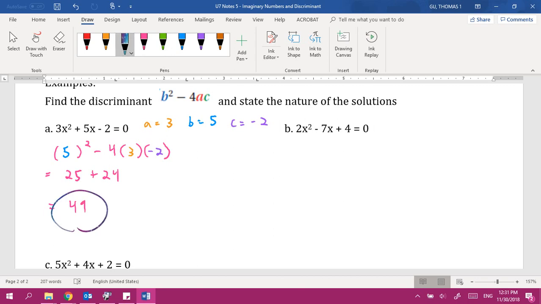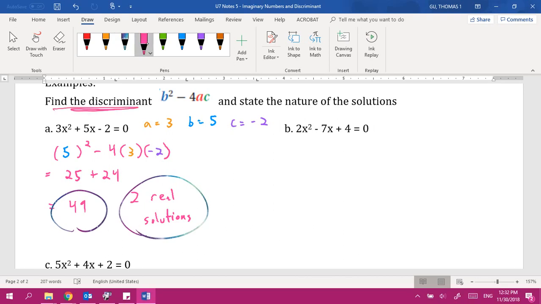Then you want to know how many solutions and what kind. So how many solutions are there going to be? 2. And are they going to be real or non-real? Real solutions. Because this is a positive number. If your discriminant is positive, you get 2 real solutions. What if it's negative? Then it's 2 non-real solutions. Okay. And if it's 0, you get 1 real solution. So the answer is 2 real solutions. Well, the answer is 49 and then 2 real solutions, yes. Yeah, because it asks you, it says find the discriminant, and then it says state the nature of the solutions. That's 2 questions.